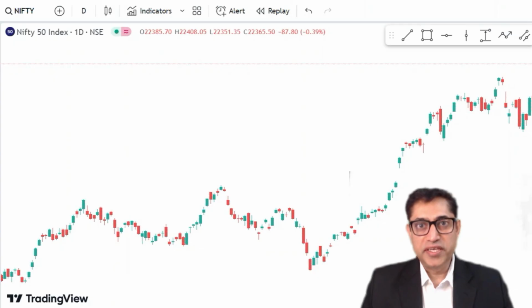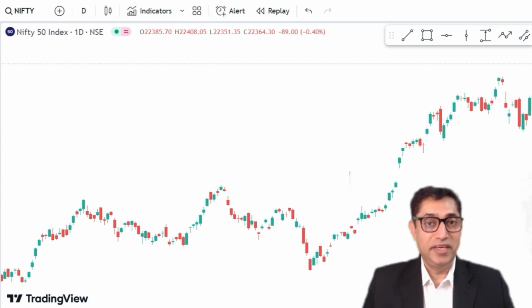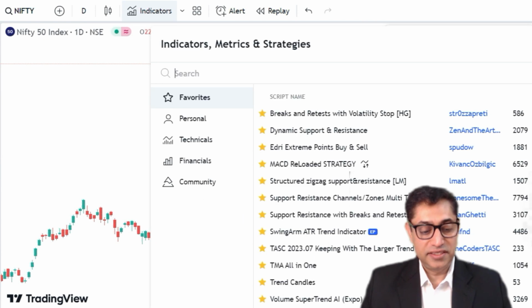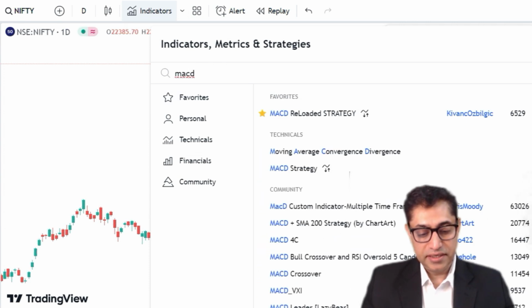Now friends, like you can see, we are on the Nifty 50 index chart. It is a daily chart. Let us put both the indicators on the chart so that we can execute the strategy that we have discussed till now. So we first go to indicators, click on indicators, come to search, type MACD.